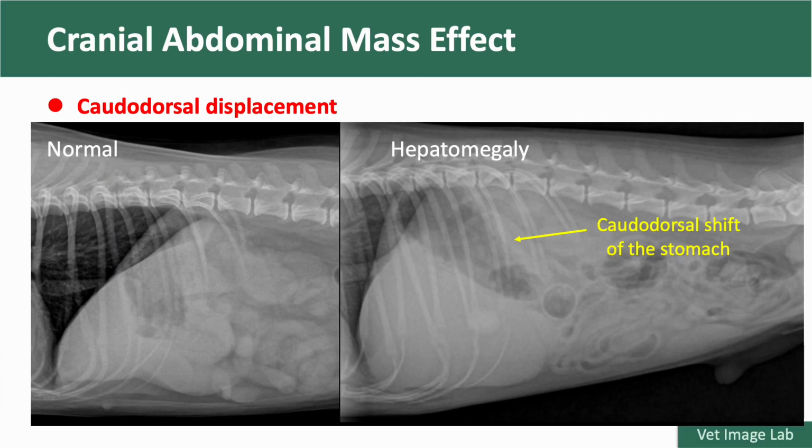Let's start with the cranial abdomen. When a mass or an enlarged organ arises from this area, it usually pushes other organs caudally or dorsally. One of the easiest ways to detect this is by checking the position of the gas-filled stomach. Compare it with the normal stomach on the left. On the right, the stomach is clearly displaced caudally. That's your clue. A cranial abdominal mass effect is likely.